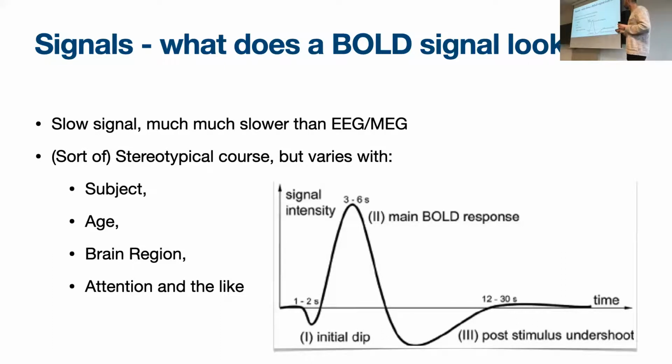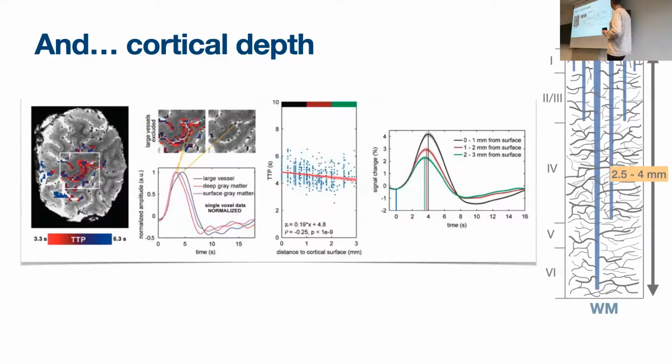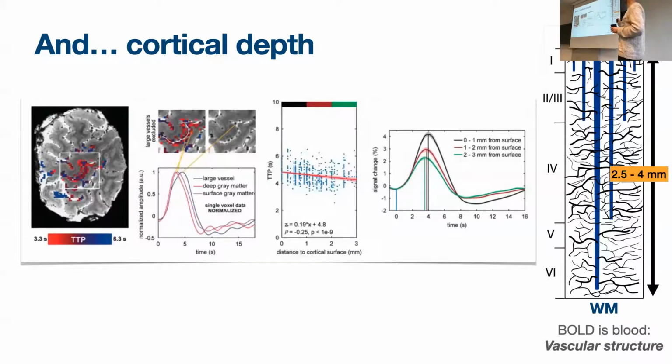So I want to show you an example of how the shape of the BOLD response differs, because there's one specific aspect that we know differs, and that's something we already looked at at the beginning of this lecture. That's across cortical depth. We've spoken a bit about the superficial layers having larger veins, and that the blood starts at the bottom near the white matter and then flows up.